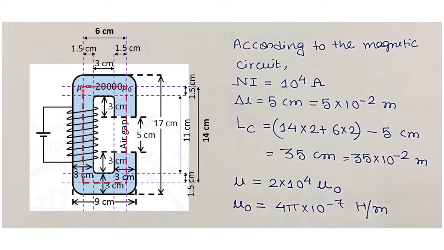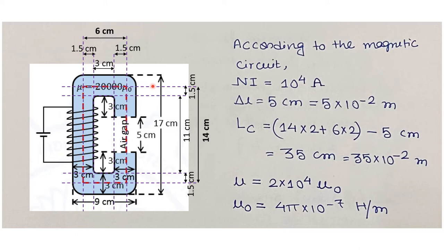Now we'll see what is the length of this smaller side. According to the schematic, from here to here the length is 1.5 centimeter, and this part will have length 3 centimeter, and similarly the remaining part will have 1.5 centimeter. So if we sum up all of these lengths, then we will get the length of this smaller side is 6 centimeter.